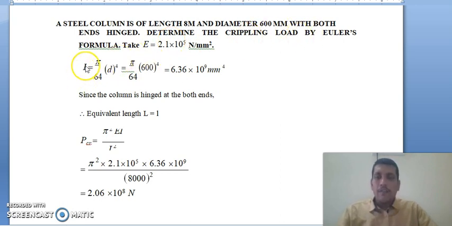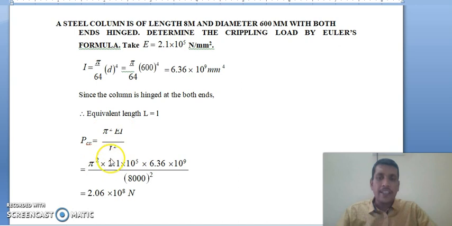First we have to calculate the moment of inertia I, equal to pi by 64 d power 4. The diameter is given as 600 mm. Substituting the value, we get 6.36 into 10 to the power of 9 mm power 4. Since the column is hinged at both ends, the equivalent length L is the same. So the P critical, the crippling load, will be equal to pi square EI by L square.